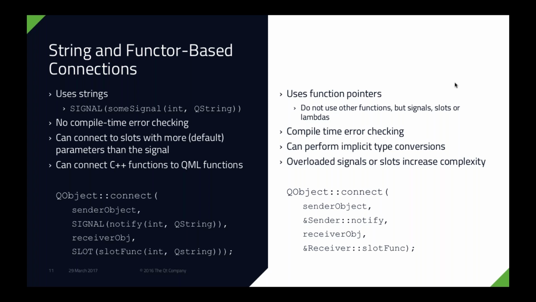Of course, with the older version, this doesn't give you compile time error checking, but with the newer version, if you're connecting directly to functions, you do get compile time checking. You also get implicit type conversions because it's a function pointer and not a string. It's more complex if you've got a lot of overloaded signals and overloaded slots, as we'll see, but the API is a bit easier to use, and it executes quicker.